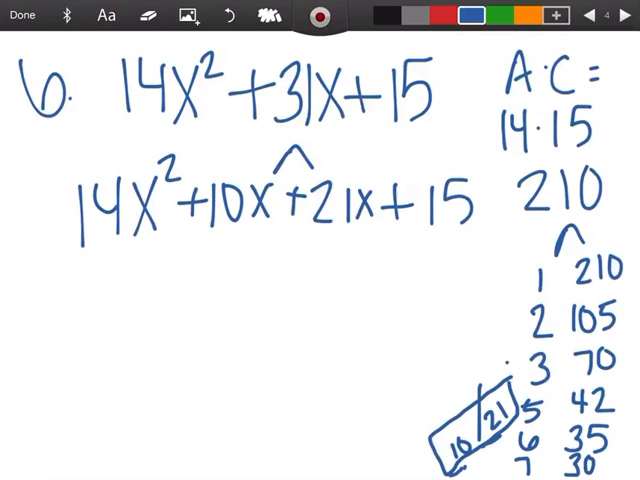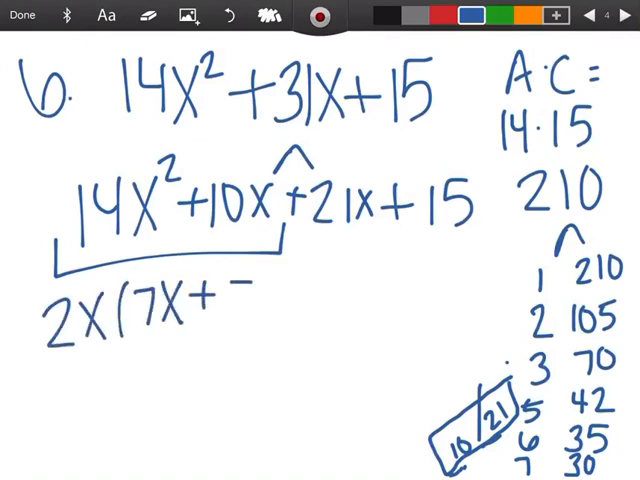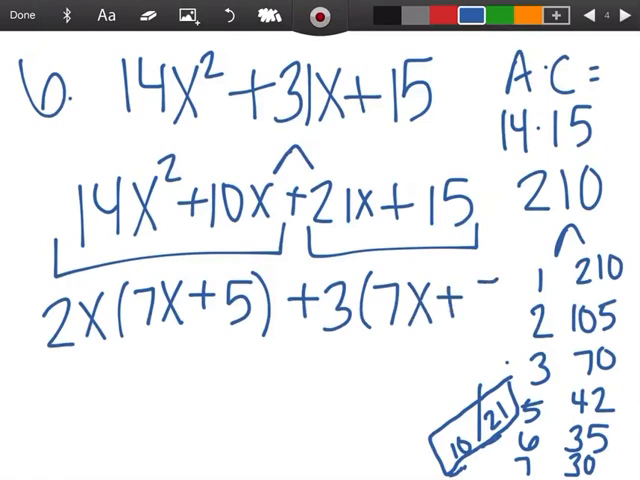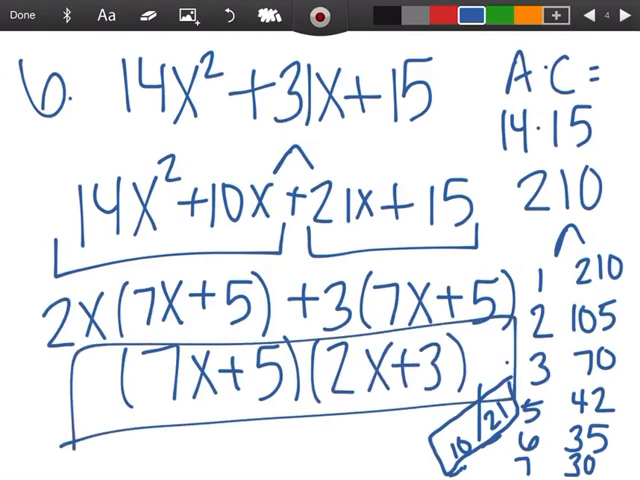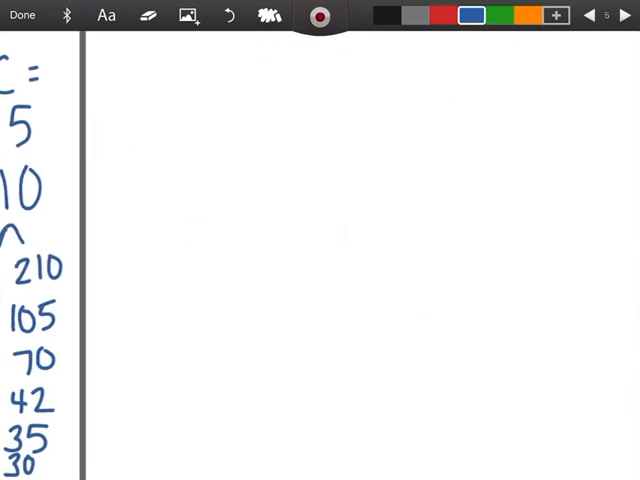You might put the 21x first. That's totally fine. So 14x squared and 10x have a 2x in common. So they're left with 7x plus 5. And then 21 and 15 have a 3 in common. So they're left with 7x plus 5. So I get 7x plus 5 and 2x plus 3. So it might take a little bit of time to find the two numbers that work, but they're always possible in these problems.